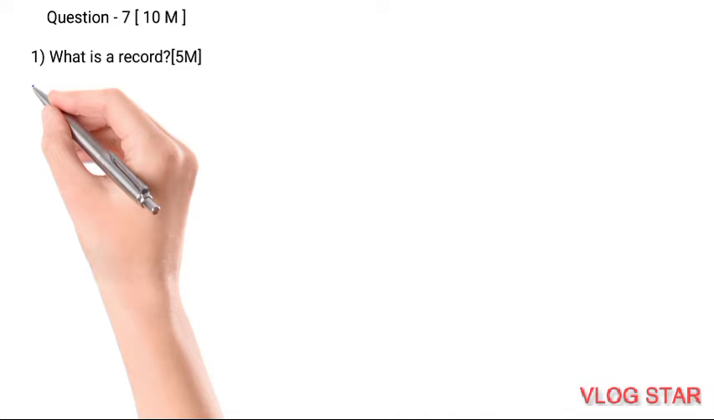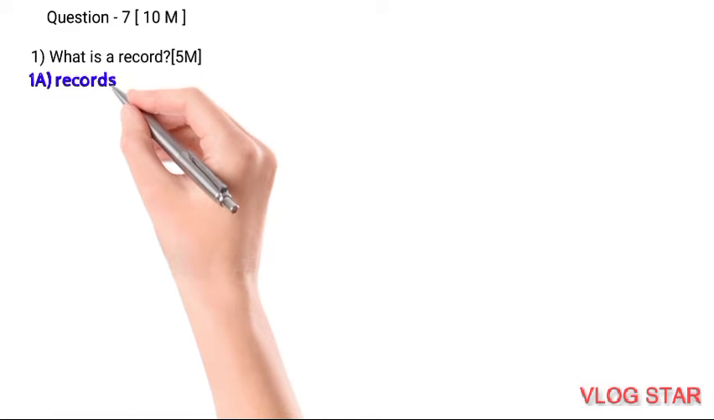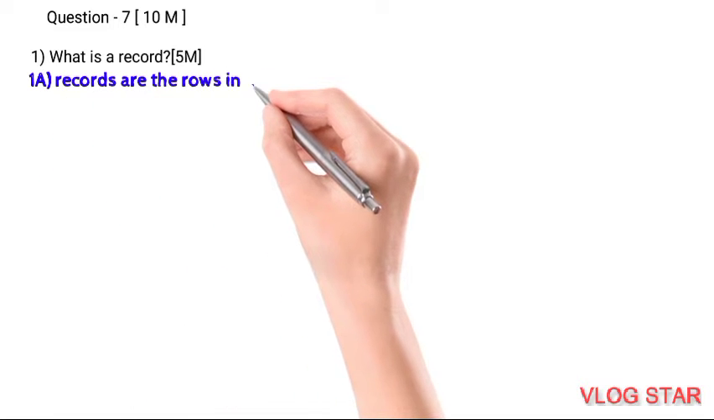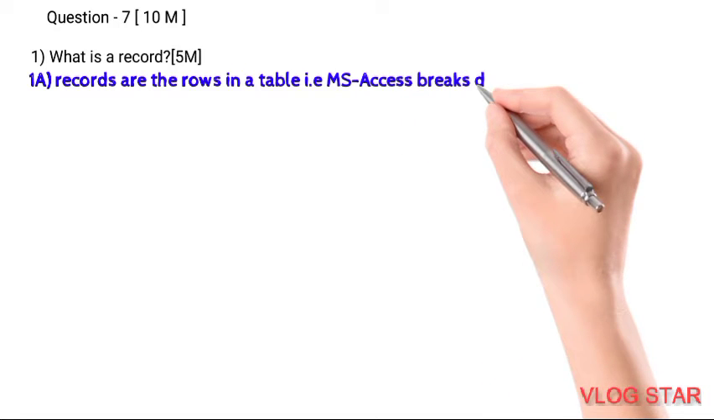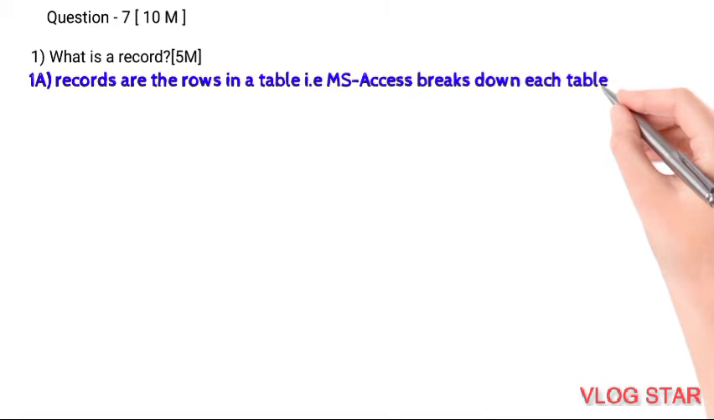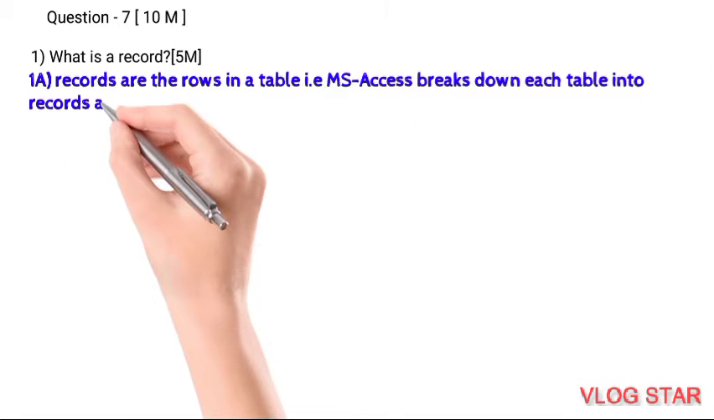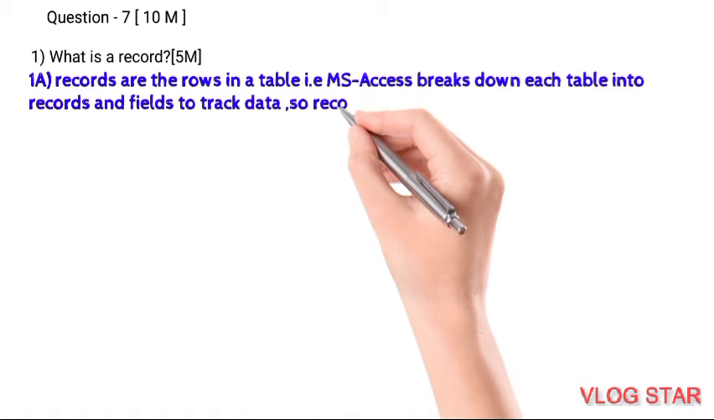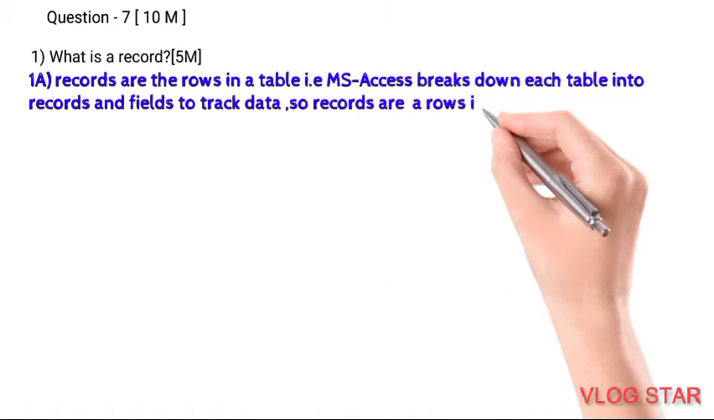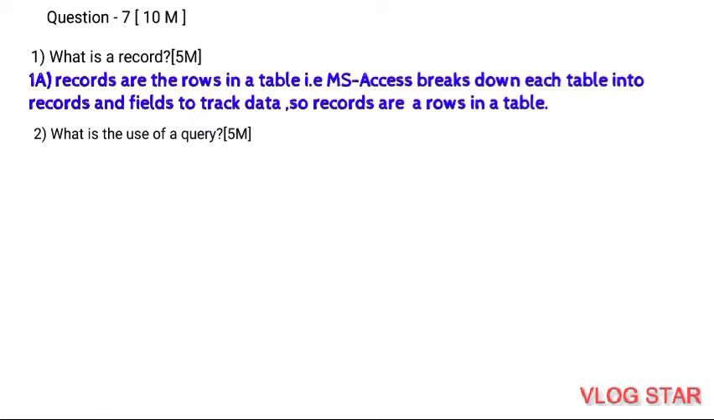Question number 7. It consists of 10 marks. Question number 1. Write what is a record. It consists of 5 marks. Records are the rows in a table, that is, MS Access breaks down each table into records and fields to track data. So records are rows in a table.